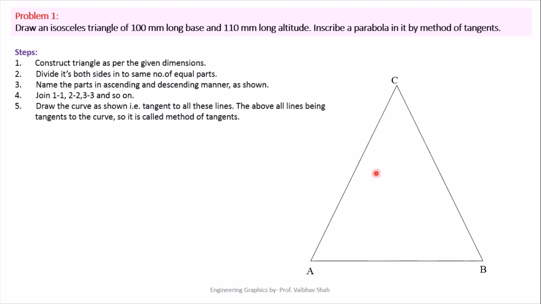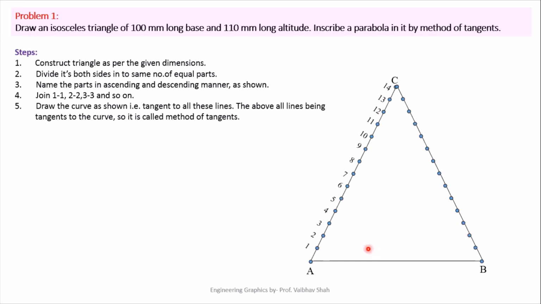After that we'll divide AC and CB into exactly equal numbers of parts, and you have to divide them into an even number of equal parts. So let us divide this portion into equal parts. We have divided this portion into equal parts. Likewise we have divided this portion also into equal parts. So we have divided this portion into 40 equal parts. Likewise we have to divide this portion also into 40 equal parts.